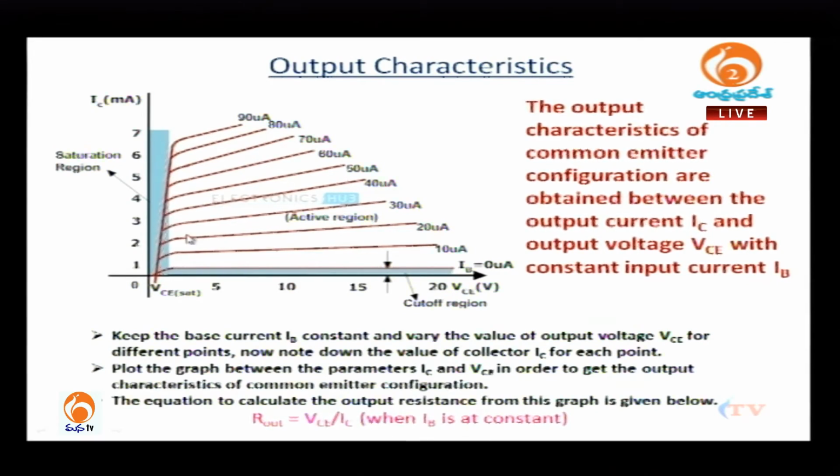Now, you can see that any curve is having a non-zero slope. Zero slope means when VC increases, IC remains constant. Due to early effect, when VC increases, IC also increases. Now, this early effect becomes prominent when base current is more and more. So, you can watch that. Now, here this family of curves is called output characteristics, and this entire region is our active region.